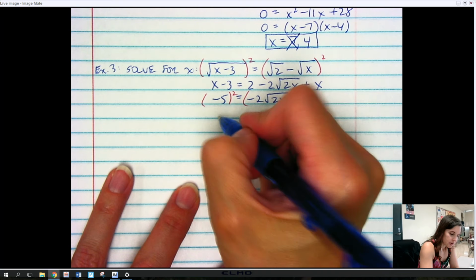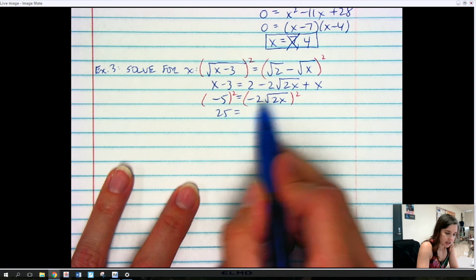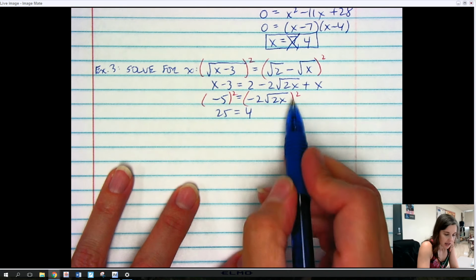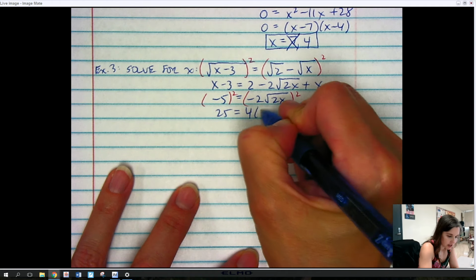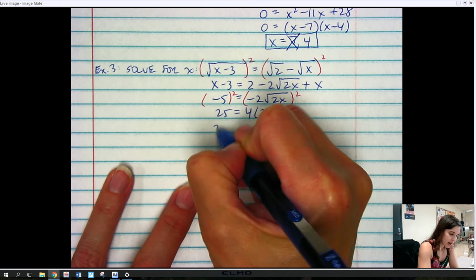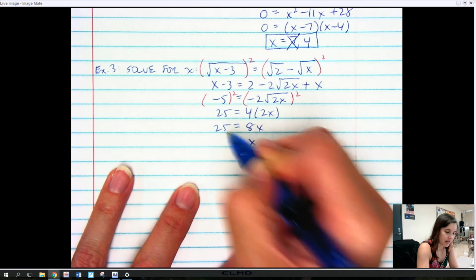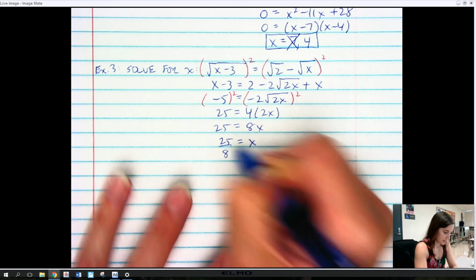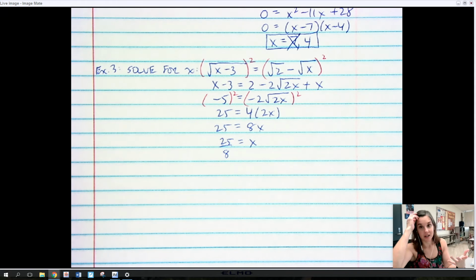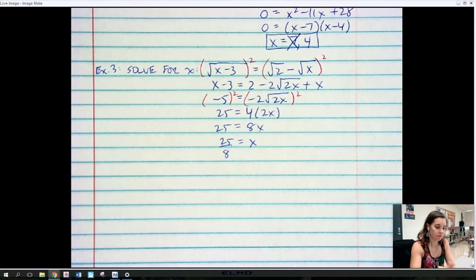A negative 5 squared is 25. A negative 2 squared is a 4. And when I square square root, they cancel out, leaving me with 2x. So I have 25 is equal to 8x. Divide both sides by 8. I'm going to have 25 eighths. Now, before I box this, I've got to check it. And again, I'm going to check it into the original.